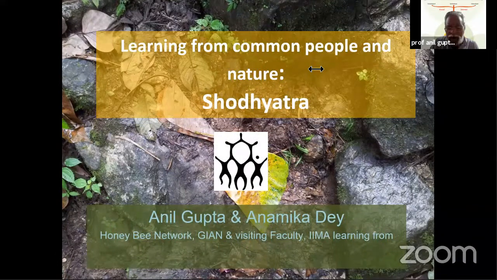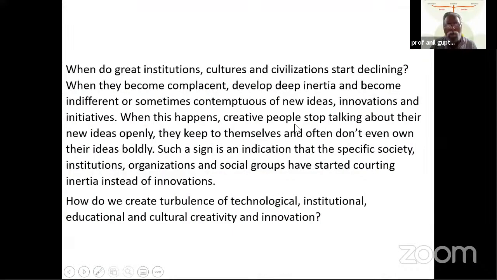Thank you. All right. So I'll continue with what we have decided for today. One of the arguments that I'm making is a continuation of the point we made in the class before last, that great institutions, cultures, and civilizations start declining when they become complacent. They develop deep inertia, what Clifford Geertz called involution. Just as you have evolution, there is an involution, almost like a downward spiral. And we start criticizing each other too much. We start condemning each other's ideas too much.